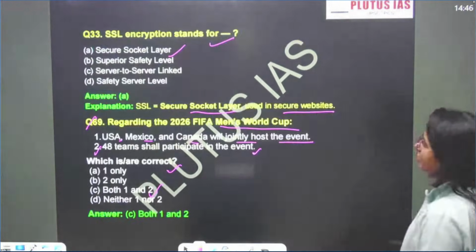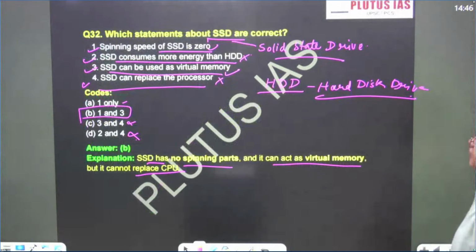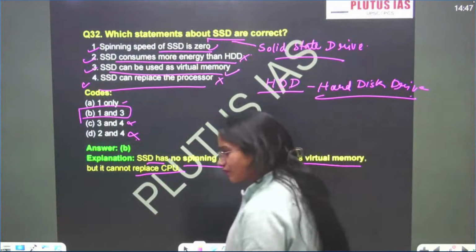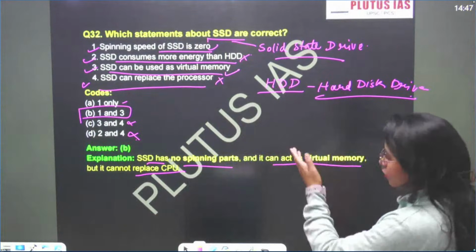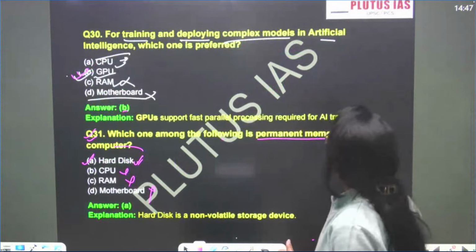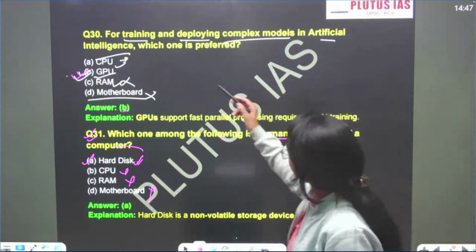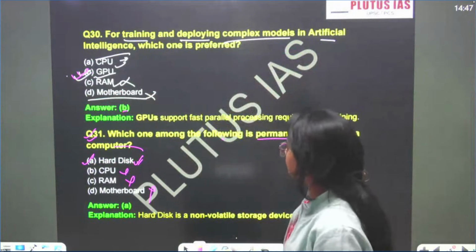You can just simple. SSL भी ठीक है. 2026 FIFA World Cup is also one of the doable questions. Then SSD simple पूछा था. If you have covered the basic computer things, then you must have covered that. ठीक है. Even the complex options are not that complex. Then artificial intelligence में of course आप तीन easily eliminate कर सकते हो, because AI का use is specifically done in that GPU. ठीक है.